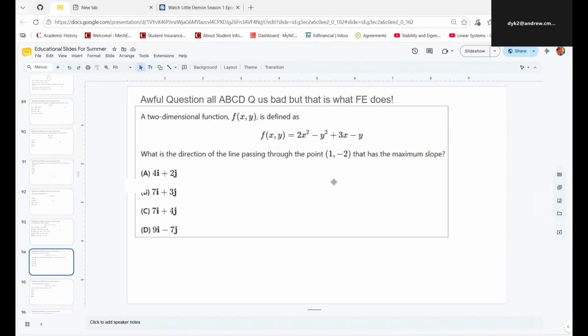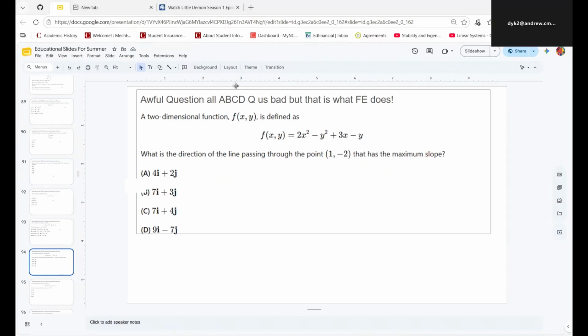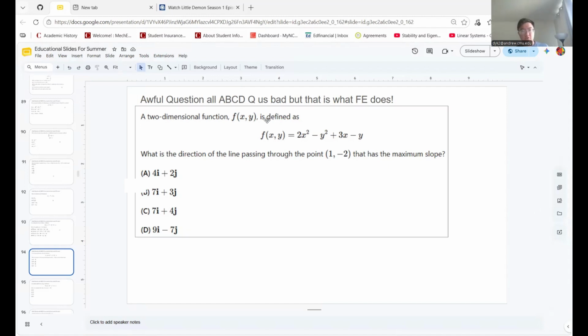All right, we begin over here where we have our beautiful equation where we have the two-dimensional variables.